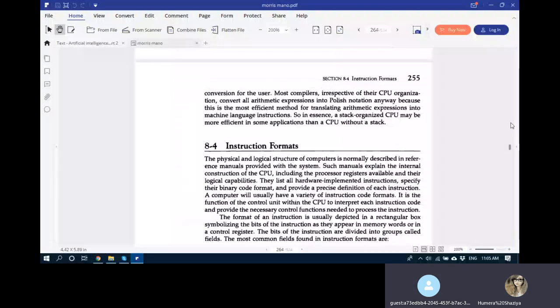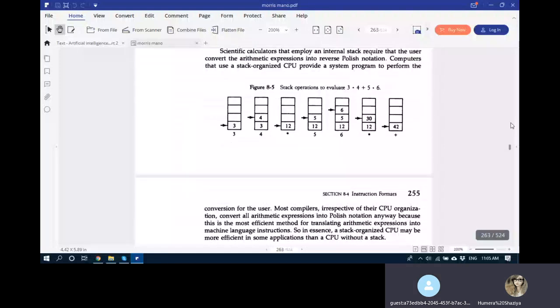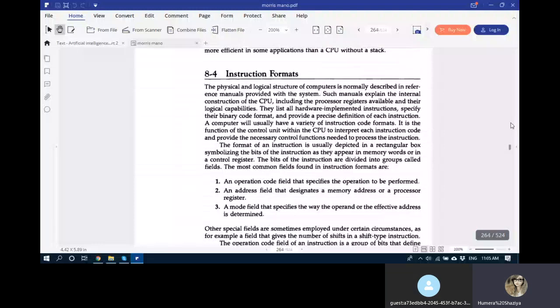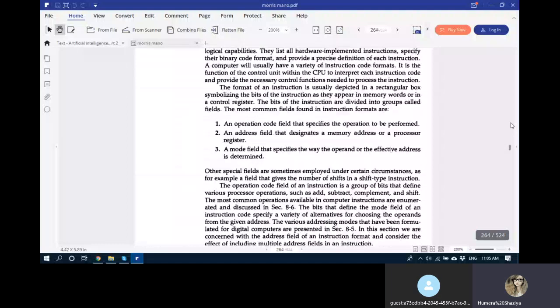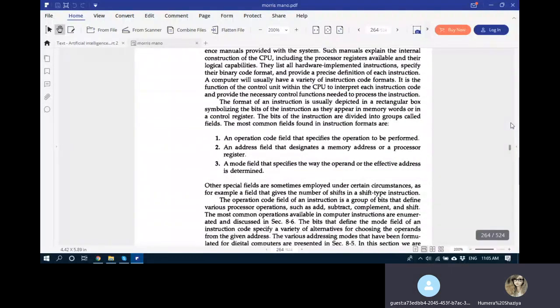So now the next topic of discussion is instruction format. Yesterday we studied stack organization. Now, instruction formats. As you know, a memory reference instruction contains address, data, and mode also.